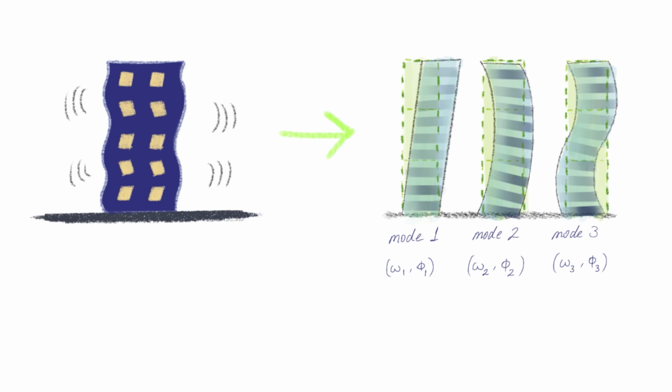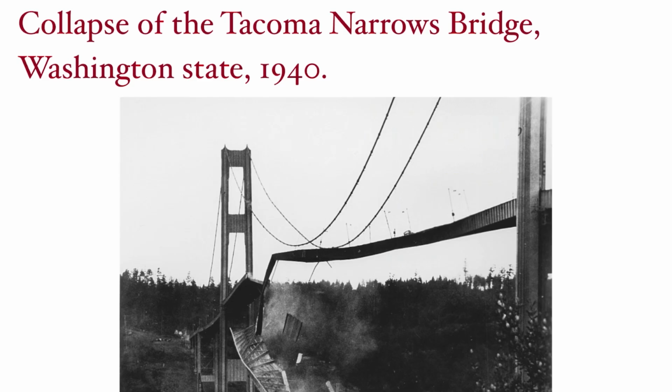The specific shapes of motion occurring at those frequencies are the eigenvectors. If an external force like wind or an earthquake matches one of those frequencies, it can cause resonance, dramatically amplify the vibration, and collapse the structure, which has happened in history. To prevent such disasters, engineers calculate these values to design safer structures.